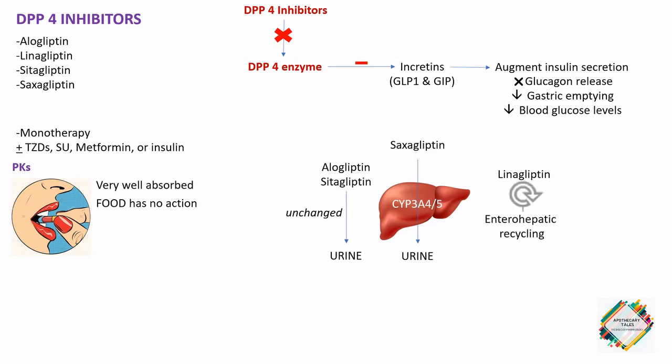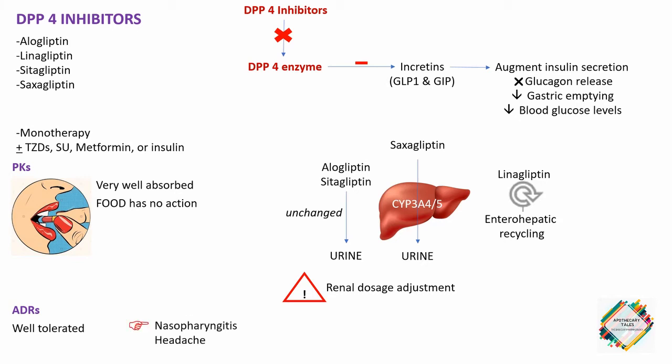So that means, as already mentioned, the main route of elimination of alogliptin, sitagliptin and saxagliptin is renal. Therefore, dosage adjustments are needed in renally impaired patients for these drugs, except for linagliptin. In general, these DPP4 inhibitors are very well tolerated, with the most common adverse effects being nasopharyngitis and headache. Although infrequent, pancreatitis has occurred with use of all DPP4 inhibitors.